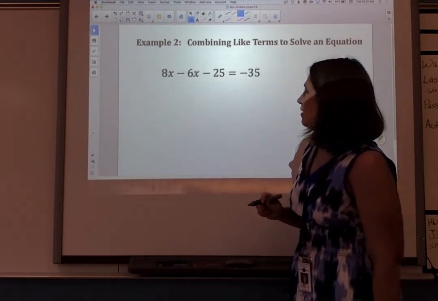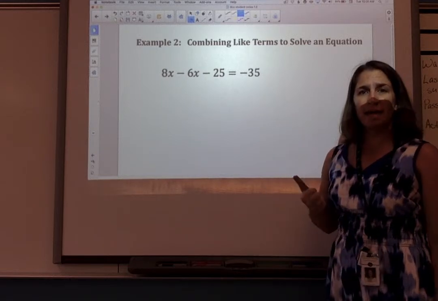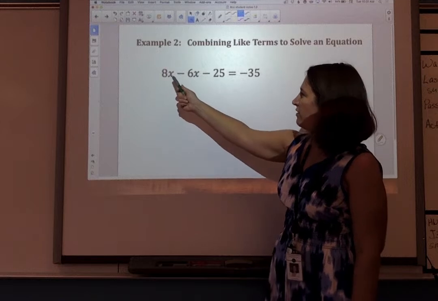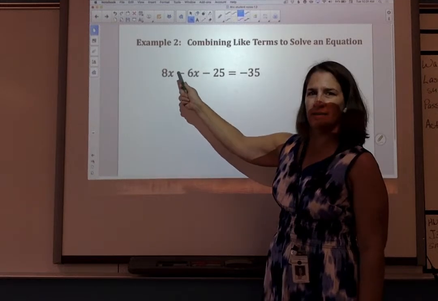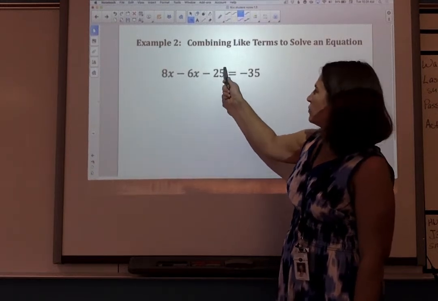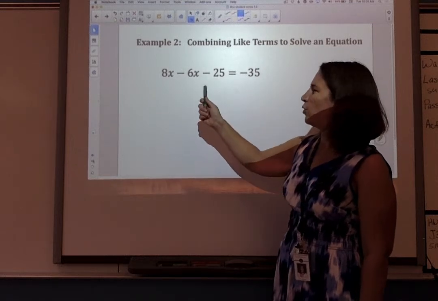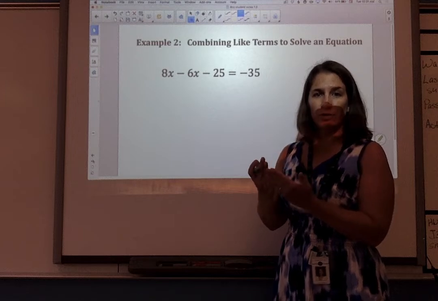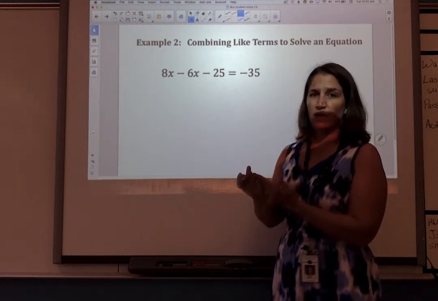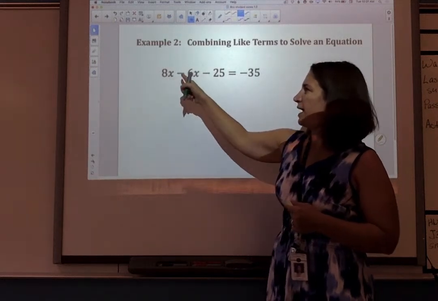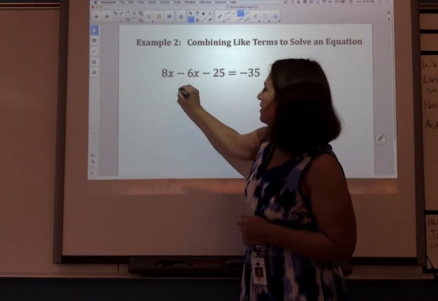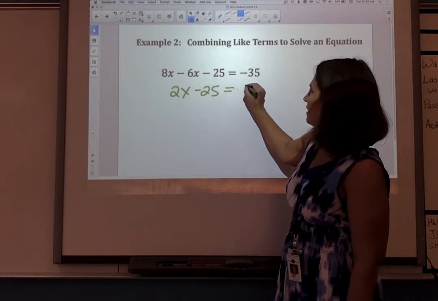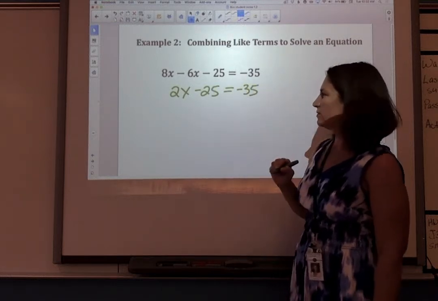All right, example 2 is combining like terms to solve an equation. So this time we have these x terms, 8x and 6x, and we have 25 and negative 35. Before we start solving the equation, let's combine the terms that are similar to each other, that are on the same side of the equation. So I can subtract 8x minus 6x, and I'd be left with 2x minus 25 equals negative 35.